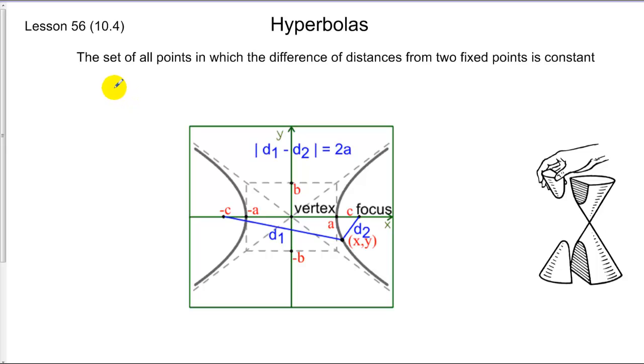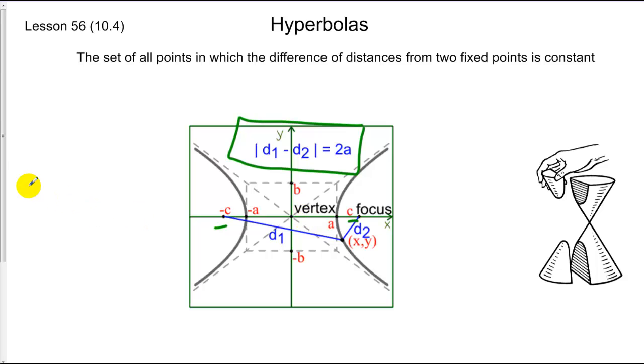What distinguishes the hyperbola is the set of all points in which the difference of distances from two fixed points, being these foci, is constant. Here is that equation that describes that.